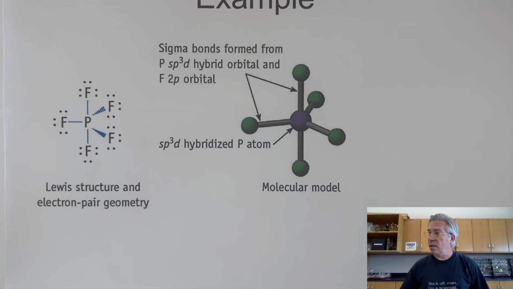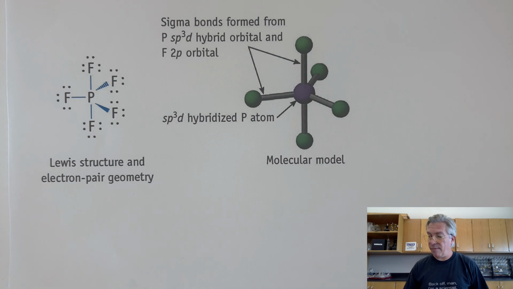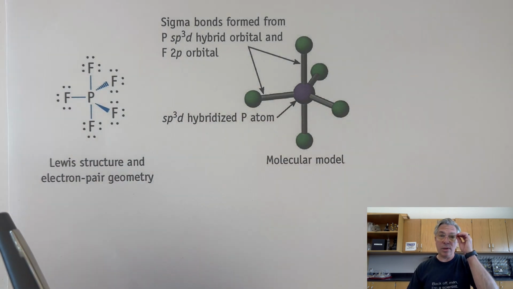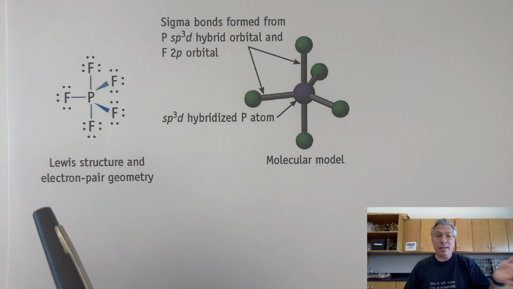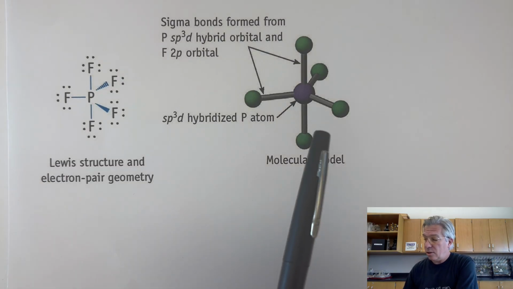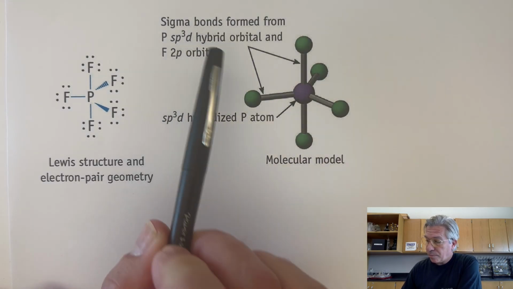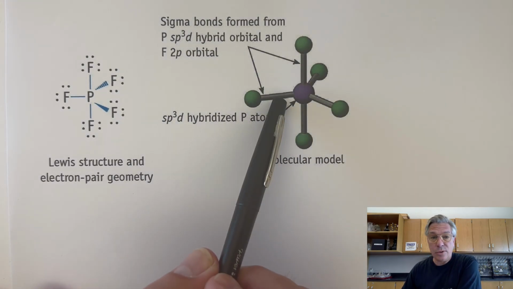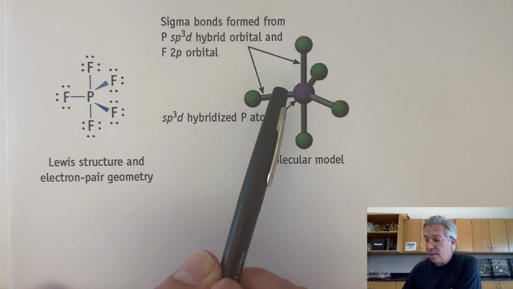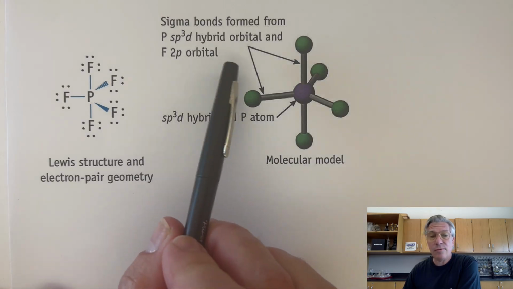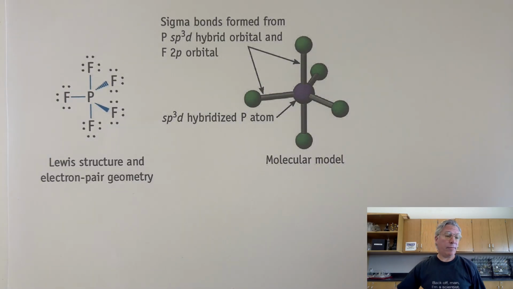Just to show you another example, this is PF5, and all 5 fluorines are attached to the phosphorus, so that phosphorus needs 5 identical hybridized orbitals, and so it will end up being dsp3 or sp3d because it has to have 5. It'll use the s, the 3 p's, and a d. Now, we are told we don't necessarily have to know this hybridization for the AP exam, but you might need to know it for your other Gen Chem course or anything like that.